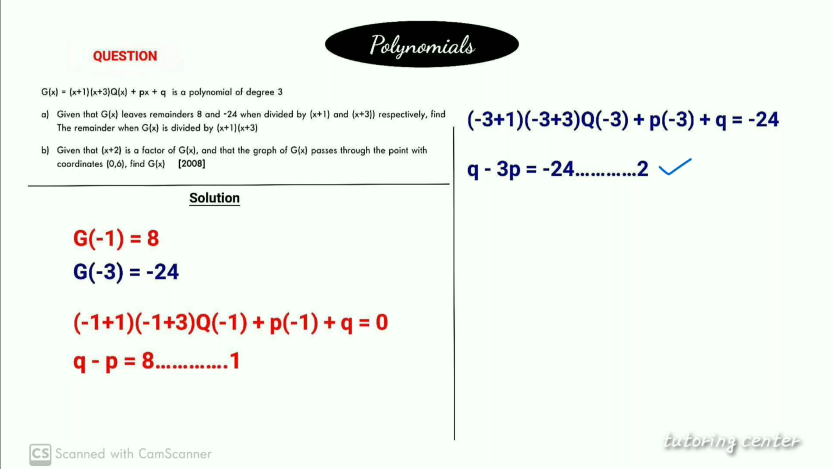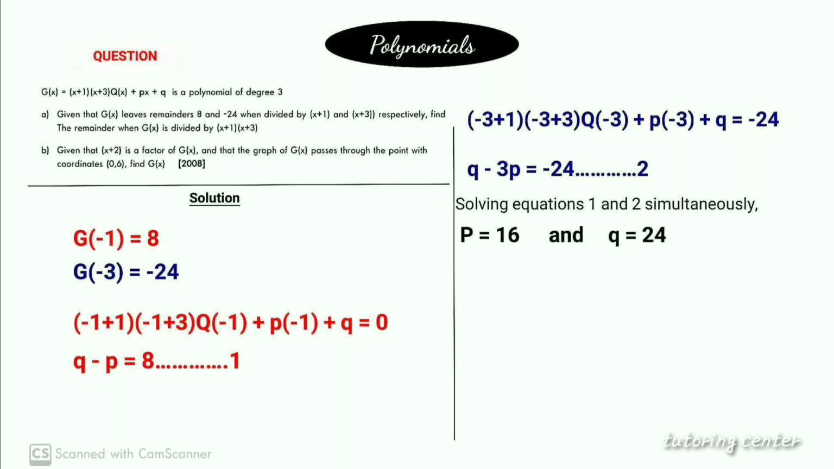Now you might want to know simultaneous equations at this point, because we are just going to apply it in this video. So solving equations 1 and 2 simultaneously, we obtain the values of p and q. We get p is equal to 16 and q is equal to 24. Quite a coincidence, right? q is 24 while the remainder is negative 24.